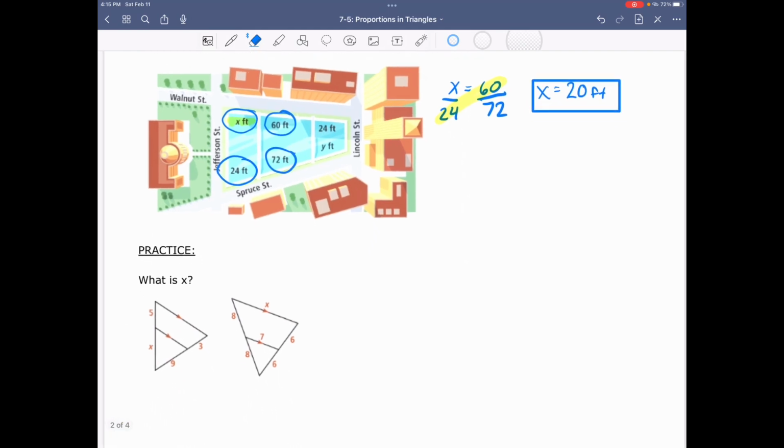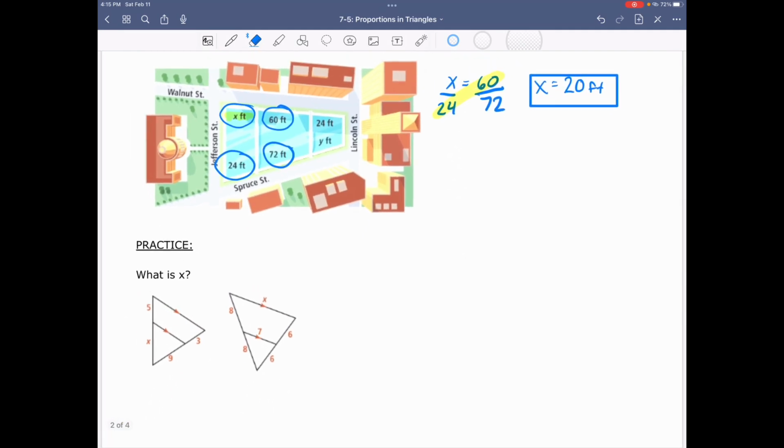For these practice problems where it's asking what is X, I want you to complete these practices, and you can talk to your partners about it, but you'll want to set up proportions. All right? And that's your ticket out the door.